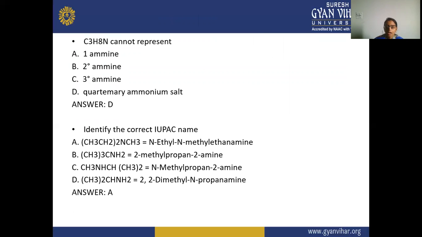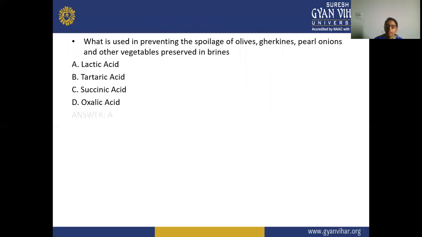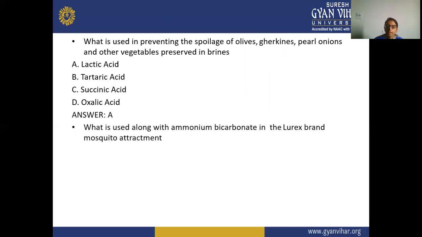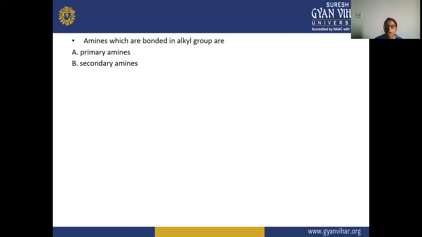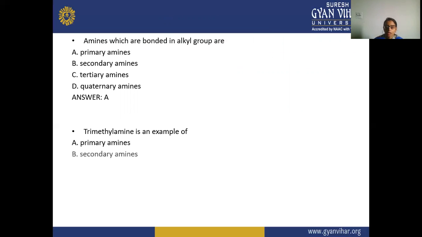Then the IUPAC name, the first one is correct. Lactic acid is used in preventing this, and it is mixed in the release like mosquito attractant, that is lactic acid. Amines which are bonded to alkyl groups are primary amines, and trimethylamine is an example of tertiary amines.